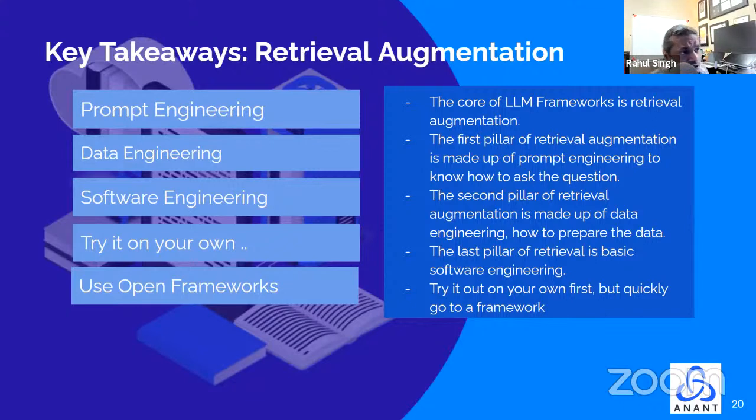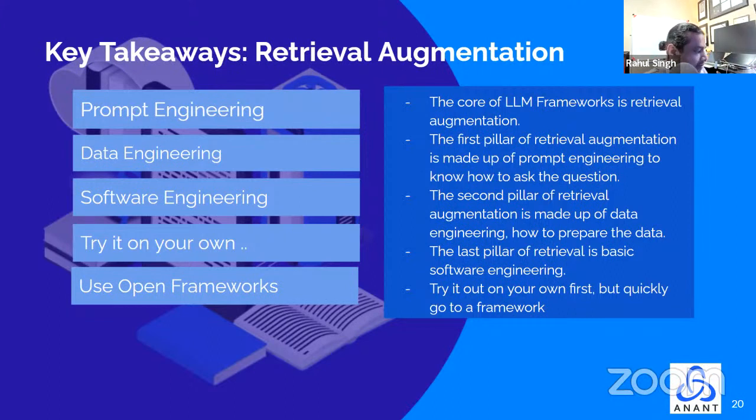So the first pillar of retrieval augmentation is prompt engineering. You need to know how to do prompt engineering. If you don't know that, you can watch a previous video that we have. Go to YouTube. There's tons of great people talking about it with a lot of hype. I'm not a hype person. The second pillar of retrieval augmentation is data engineering, basically how to prepare the data.